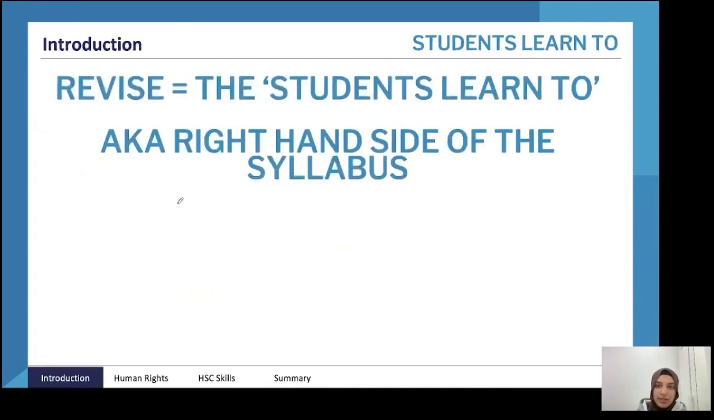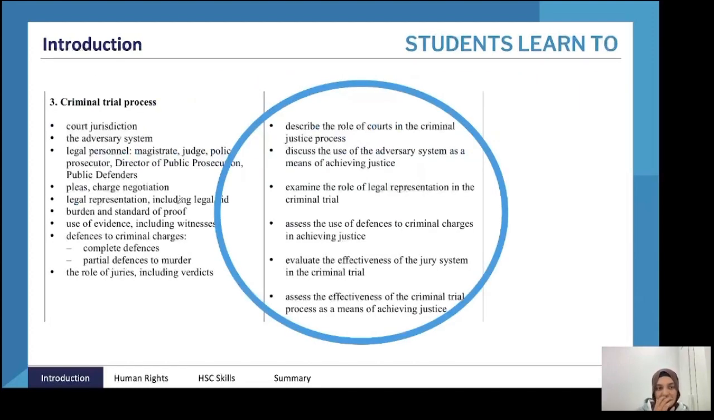Next up is to revise the student learn tos. So really, really important. It's also known as the right-hand side of the syllabus, which I'll show you. So this is, for example, from the criminal trial process. We have the right-hand side of the syllabus.